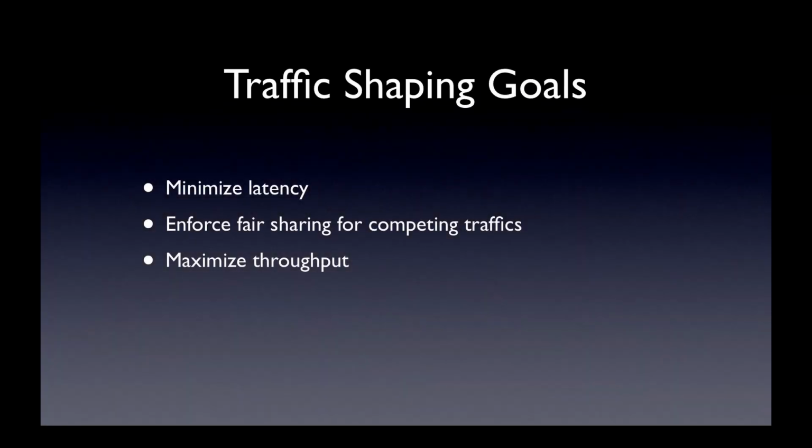Okay, now let's get to the point and talk about traffic shaping. So we're trying to accomplish a few different things. We're trying to keep latencies as low as possible. And we're trying to make sure that throughput is as high as possible. Now, obviously, something's got to give because there's going to be congestion. So when there is congestion, we want to enforce a fair sharing of the resources across the various competing traffic types.